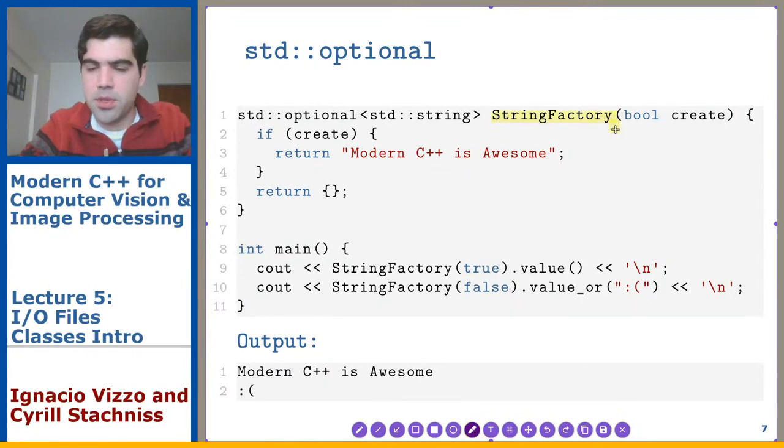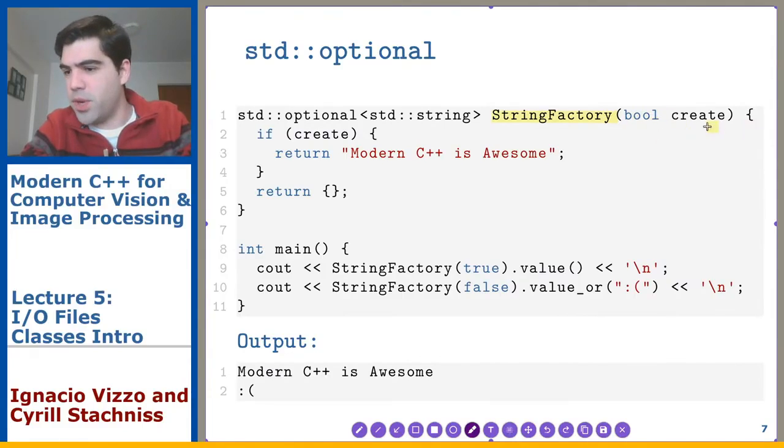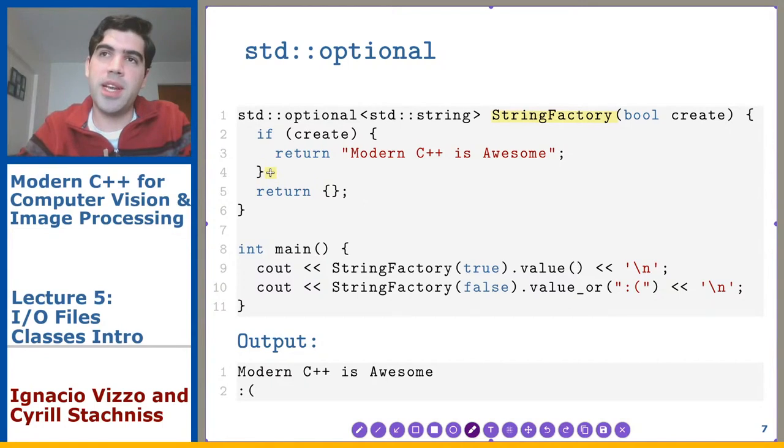This is the function I'm talking about. Depending on an input parameter, like create, I can return a string or nothing. So basically the idea is to return an empty object if, for example, the create variable is false, and this saves me one if and else statement.